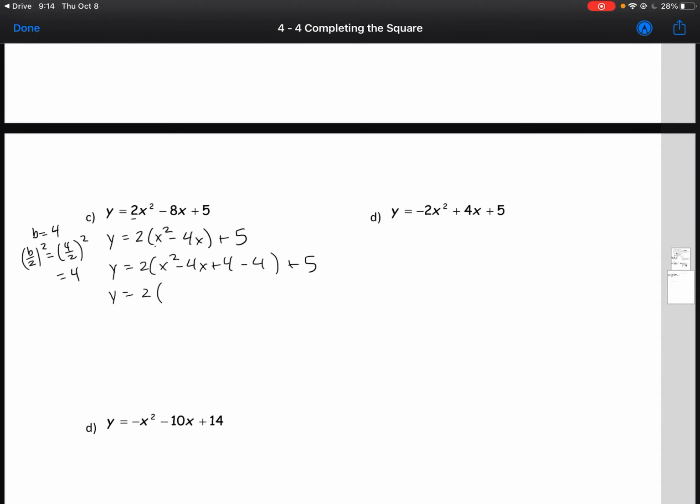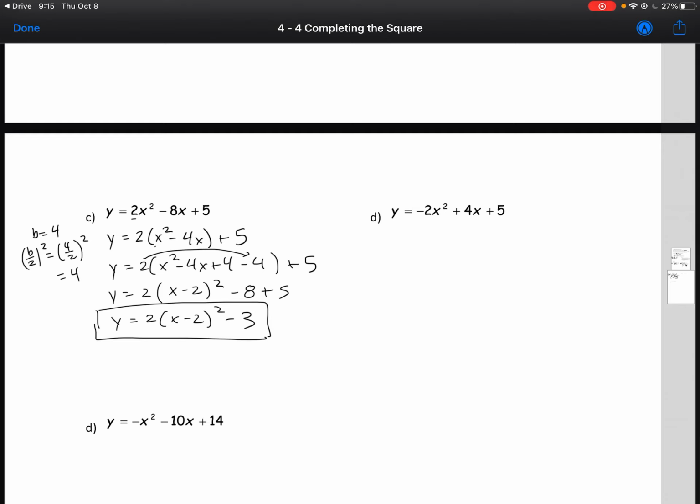So my next step here is going to be to factor the perfect square trinomial. I'm going to take what I factored out, multiply it by my last term, and then my last step is going to be to simplify those two constants, which gets me my vertex form of the parabola.